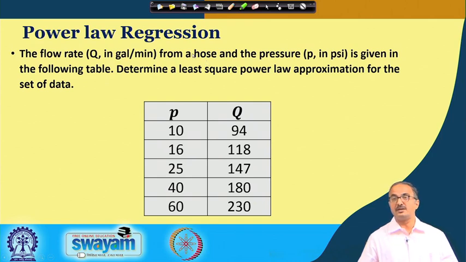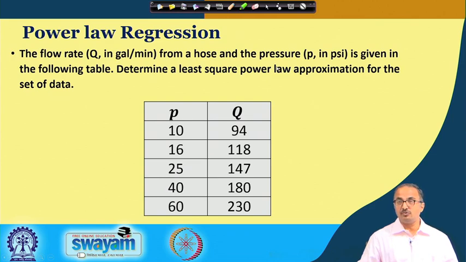We know that whenever some flow is going on in a hose, we can find out the flow rate in terms of the pressure drop. So, here we are given the pressure drop, and for each pressure drop we are given the flow, and again please take care of the units. It is gallons per minute and pressure is in PSI, that is pounds per square inch. And we have to find a least square power law approximation.